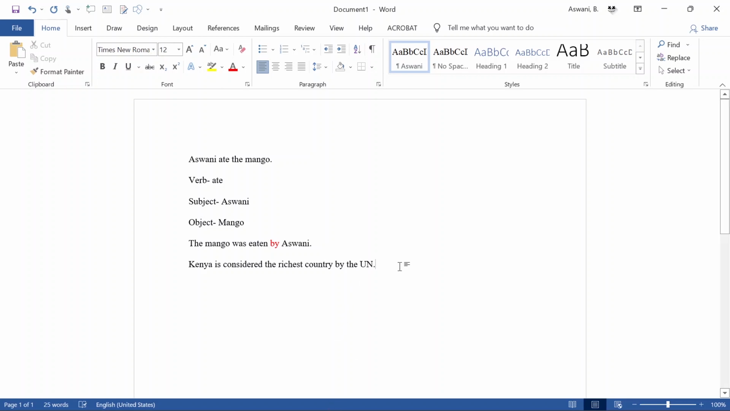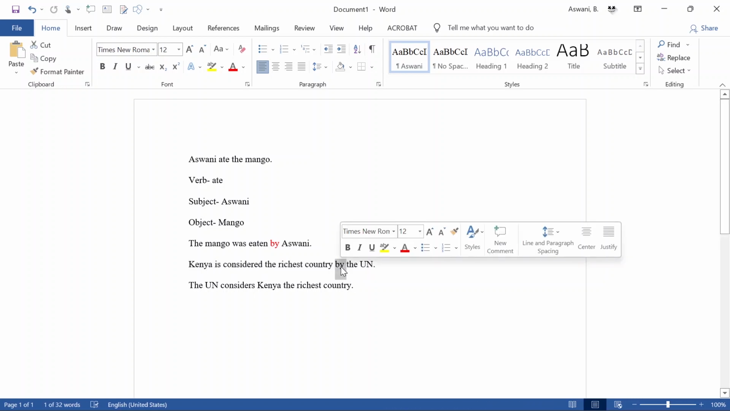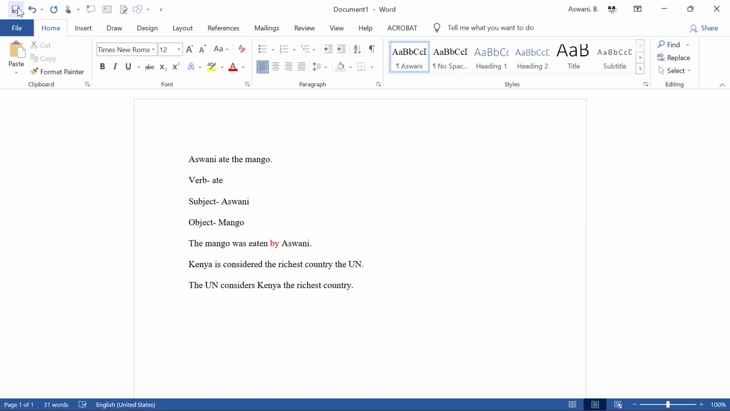this sentence appears okay, but we have interchanged the order in which the subject, the verb and the object appear. So we can rewrite it by saying, "The UN considers Kenya the richest country." So it is more direct than when we are trying to use this form of it. So I think I can just stop there about sentences and move on to something else.